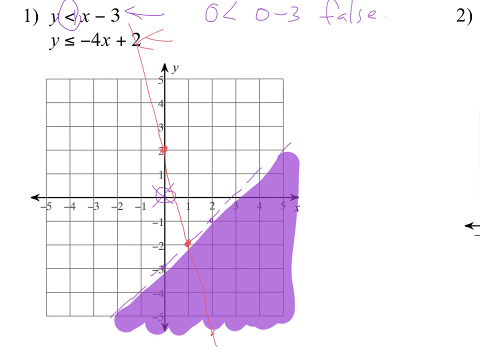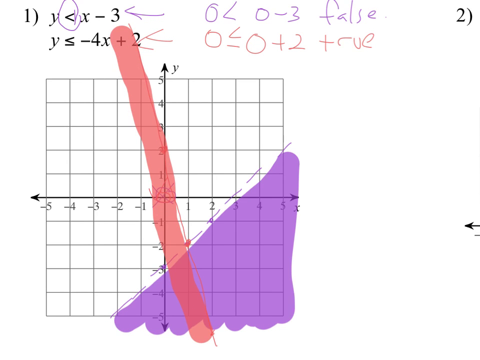And again, I'm going to make sure that I'm looking for graphs that have both of these lines on them. Sometimes you can get to an answer before you actually finish the problem. Okay, and similarly, I'm going to plug in my origin. So we've got 0 is less than or equal to 0 plus 2. That's true. That means I'm going to color in that side of this graph. So that's this part over here.